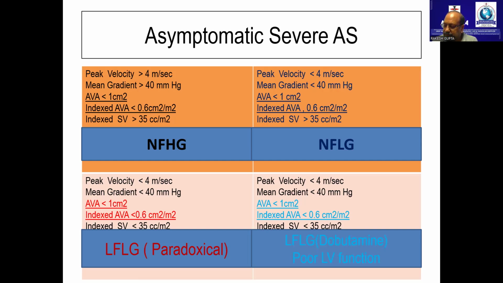Low flow, low gradient suggests left ventricular failure. Low flow, low gradient in aortic stenosis. There are two kinds of low flow, low gradient: one with normal LV systolic function, one with poor LV systolic function. Where LV function is normal, that is paradoxical aortic stenosis. Where LV function is poor, then we have to decide whether it is true or pseudo aortic stenosis.